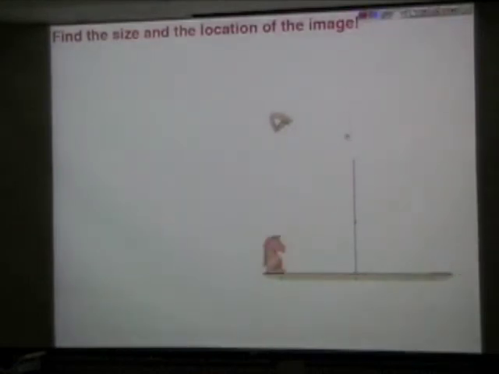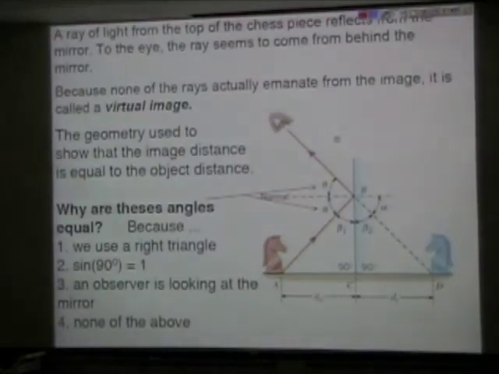Now we can list, well, that's the better picture. We can list all the features of the images formed by a plane mirror. What kind of features? Number 1, it's a virtual image, it's not a real image. We need an eye to see that image. Number two, the size of the image equals the size of the object. Number three, the orientation of the image is the same as the orientation of the object.